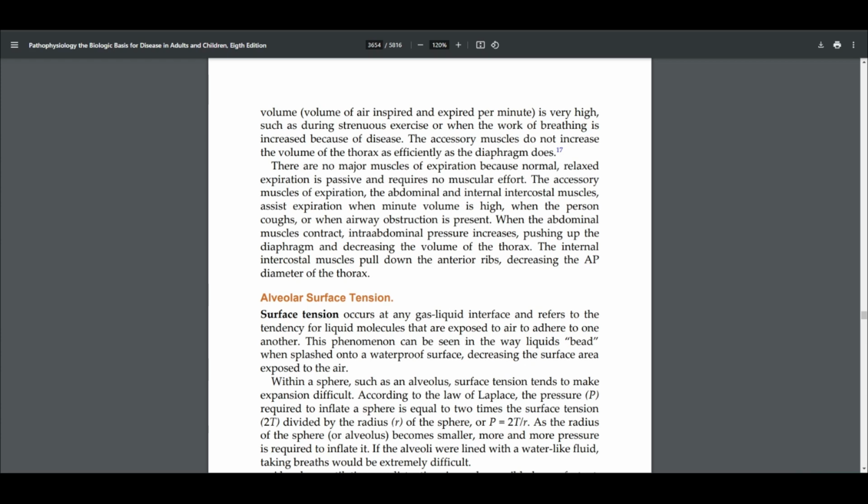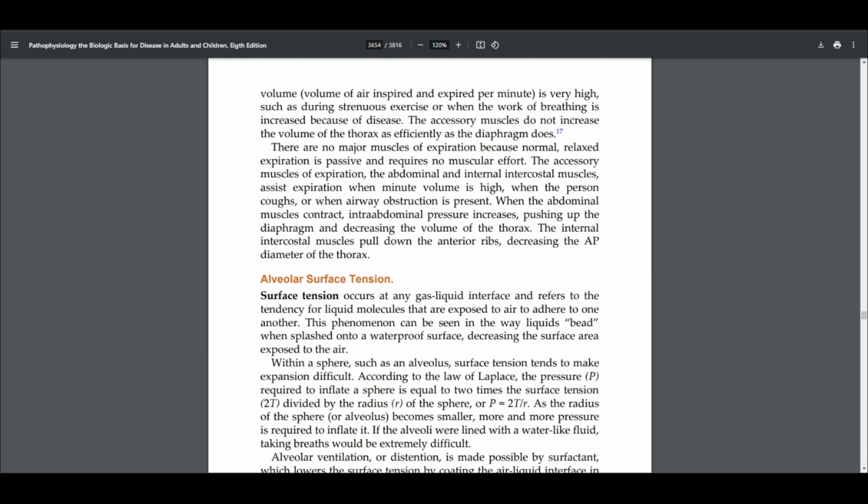There are no major muscles of expiration because normal relaxed expiration is passive and requires no muscular effort. The accessory muscles of expiration, the abdominal and internal intercostal muscles, assist expiration when the minute volume is high, when the person coughs, and when airway obstruction is present.